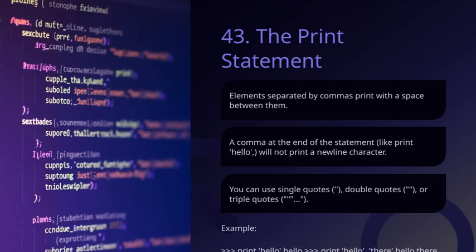Let's take a look at some examples of the print statement in Python. First, when we write print 'hello', with single quotes around hello, it simply outputs hello. Next, if we add a comma after the string, like print 'hello', it prints hello but does not move to a new line. Now, if we include multiple items separated by commas, such as print 'hello', 'there', it prints hello and there with a space between them.